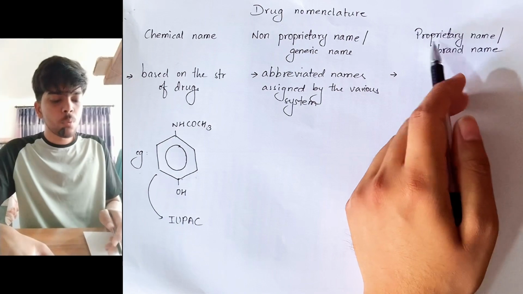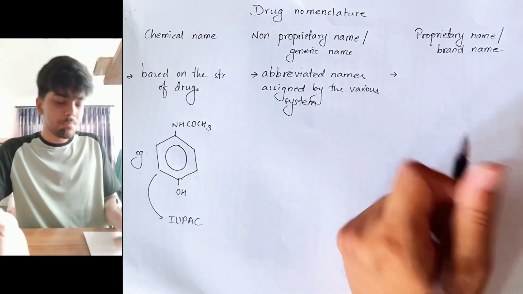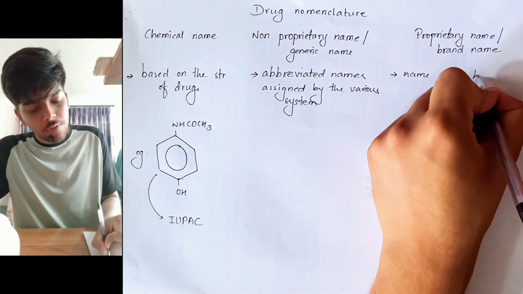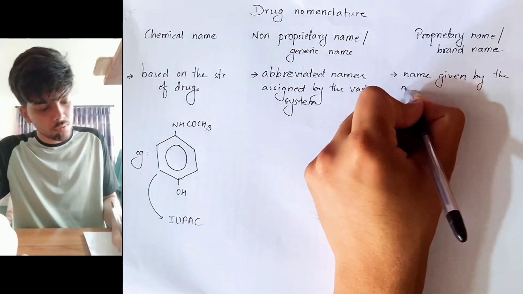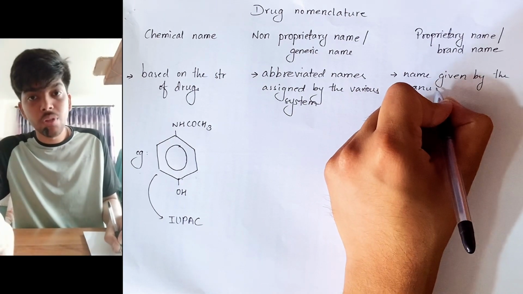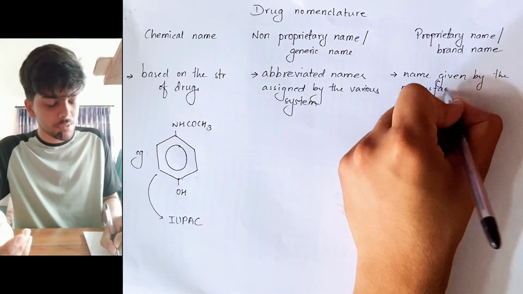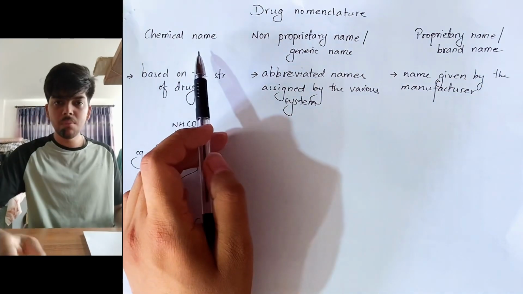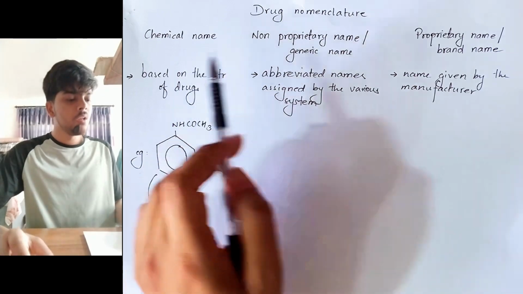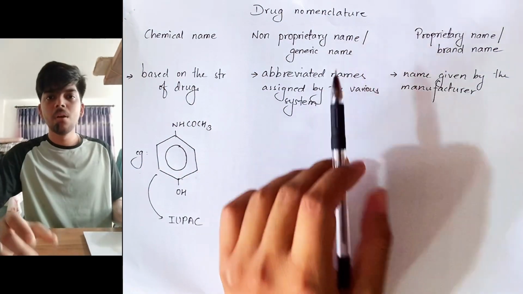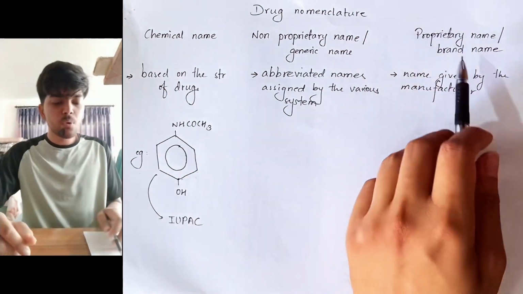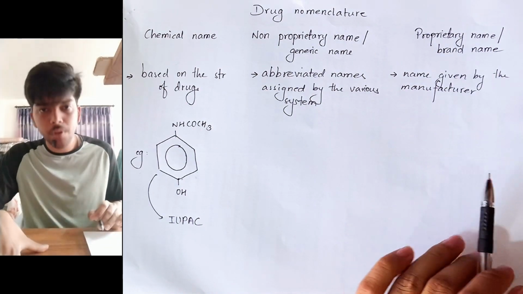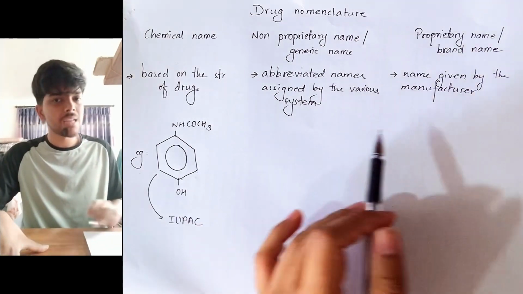And finally, there's the proprietary name or the brand name. It is basically the name of the drug given by the manufacturer. That's why it's called the brand name or the company name. So what are the three types of names? There's the chemical name, which is based on the structure; the non-proprietary name or generic name, which is the abbreviated name; and the proprietary name or brand name, which is the name given by the manufacturer or the company of the drug. Now let's look at an example of each type of naming.